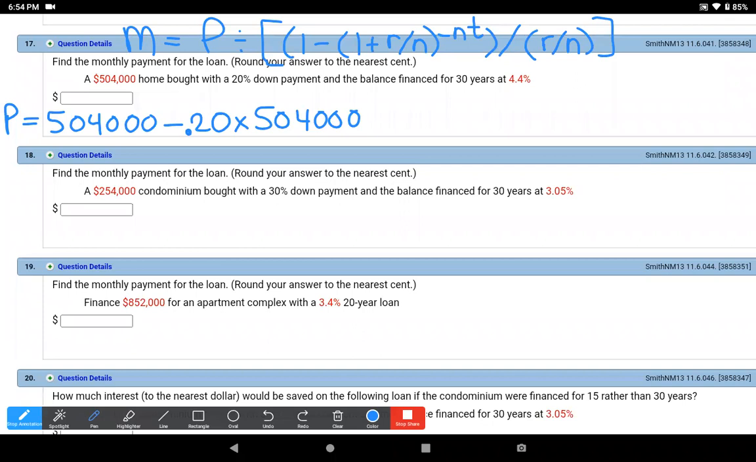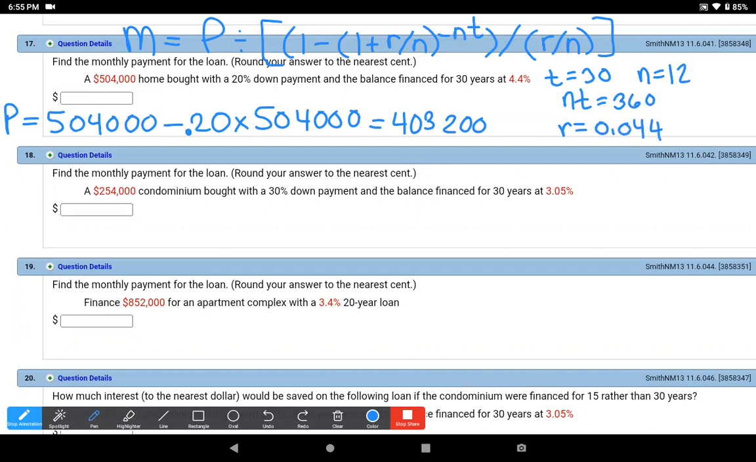0.8 times 504,000. That means they're going to finance 403,200, right? That's what they're going to finance. Now, after they finance that balance, they're going to finance it for 30 years, right? We're dealing with monthly payments, so n equals 12. N times T is 360. Our rate is 0.044. And then it's just a matter of plugging and chugging, right?